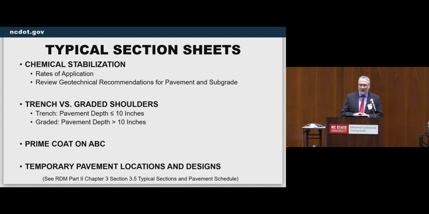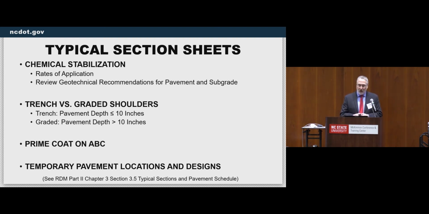Another common error is not showing the correct trench or graded section on your typical sections. This is usually always based on your pavement depth. If the pavement depth is equal to or less than 10 inches, the typical section should have a trench section. And if the pavement depth is greater than 10 inches, we should show a graded section. Of course, if you're going to vary from this, a documented design decision is required.